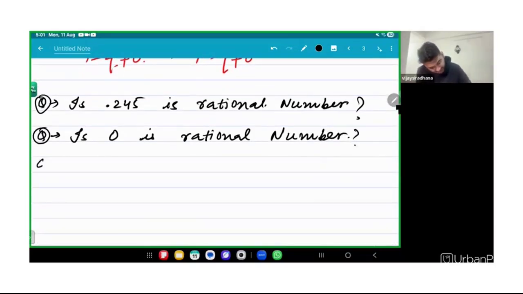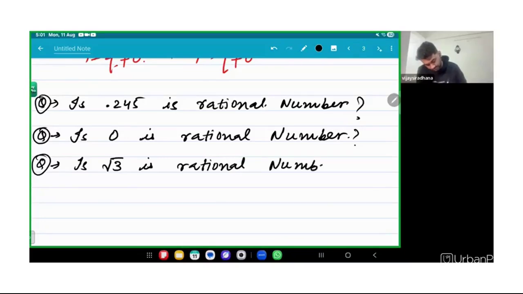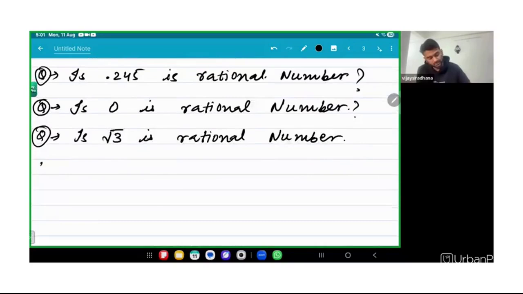Question number 3: is root 3 a rational number? Question number 4: is root 9 a rational number?